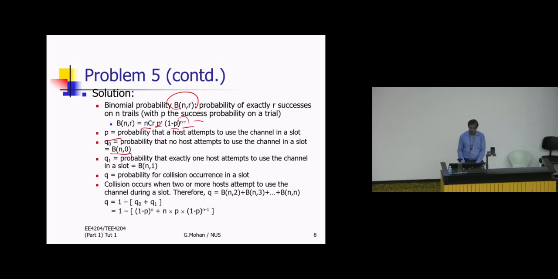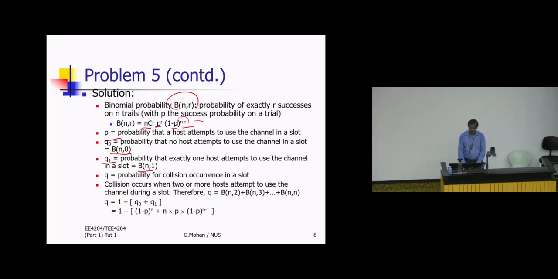Similarly, B(n,1), let's denote it as Q1, is the probability that exactly 1 is trying to send. That means all the remaining n minus 1 are not trying to send. They don't have data or they defer sending the data. So that is B(n,1).